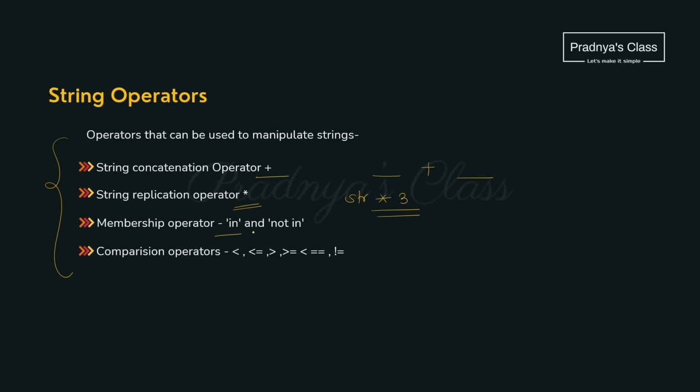Both membership operators, in and not in, also can be associated with string to check the membership of the string in the original string. And here are all the relational operators. We know that relational operator is used for comparison. Here also characters will get compared based on their Unicode value or the ASCII value.